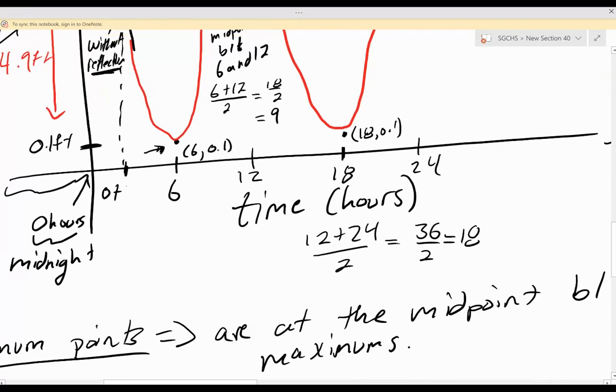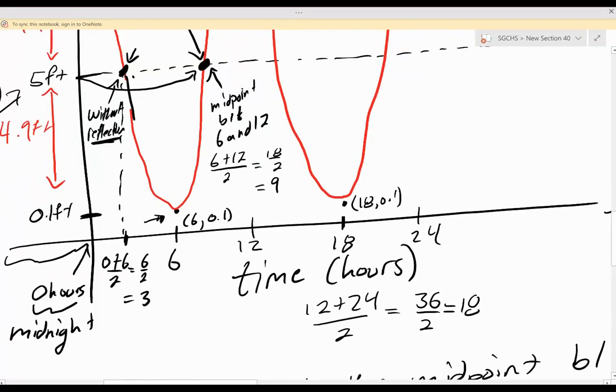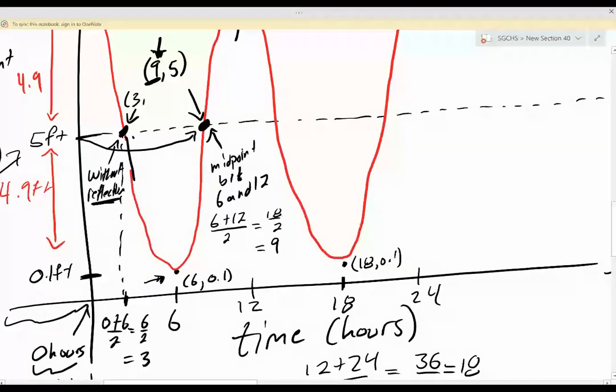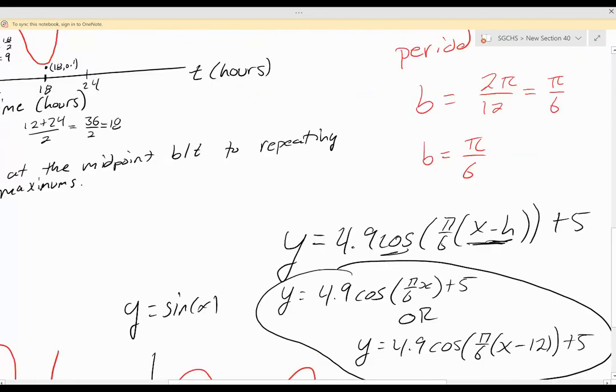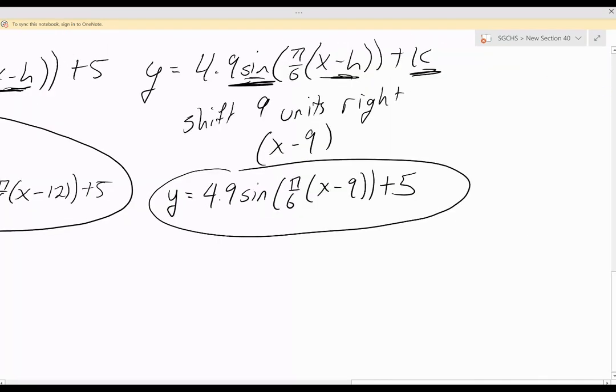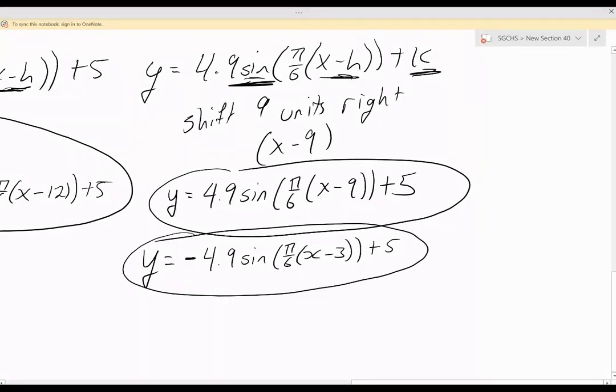That would be 0 plus 6 divided by 2, which simply equals 3. So this point is 3 and 5. We could see this as if it was shifted over 3 units right, but then reflected in the x-axis. In order to apply a reflection in the x-axis, we have to put a negative value on a. So negative 4.9 sine pi over 6, and then we shift 3 units to the right. And that would be our solution there.